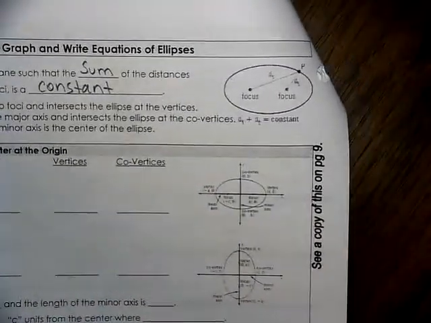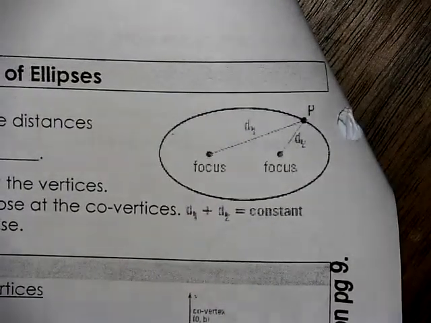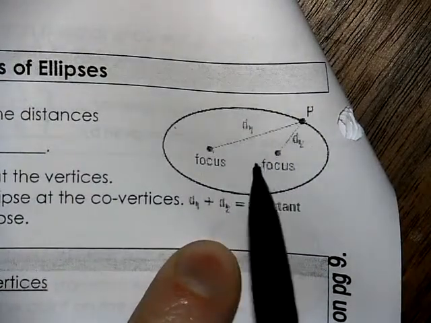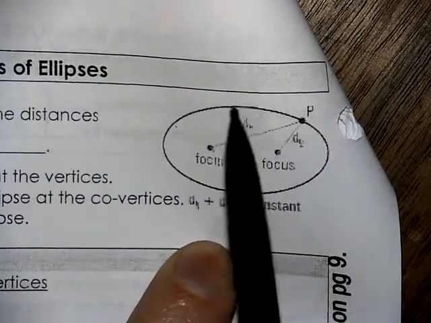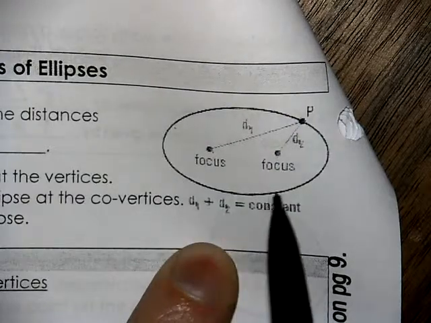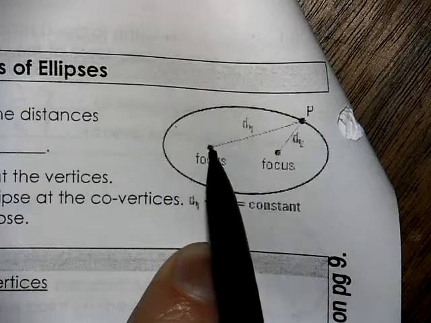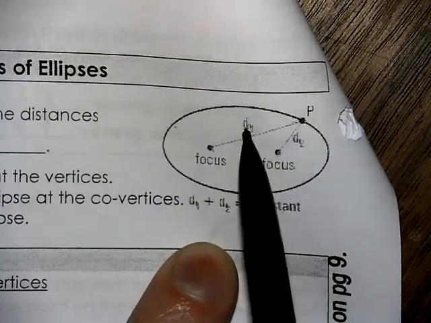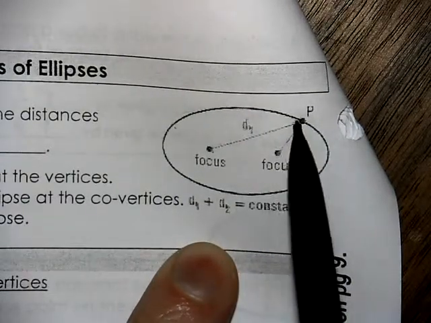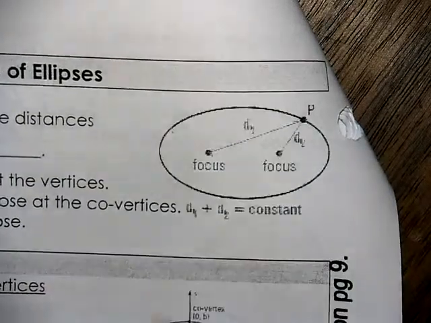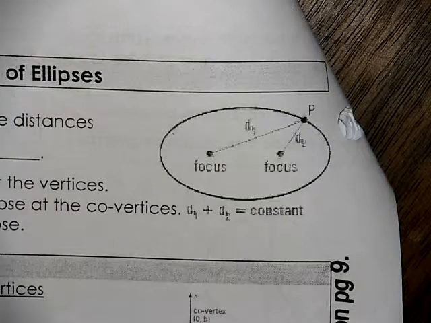So if we look over here at the picture, we have two focuses called foci. All these points laid out here, you're going to add the distance from this focus out to there, called D1, and D2, and these are all the distances that give you the same result, a constant value.